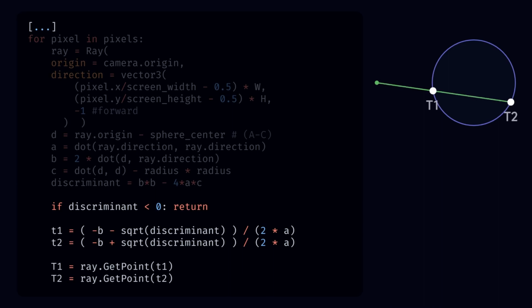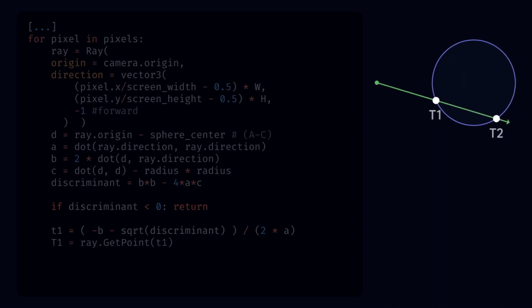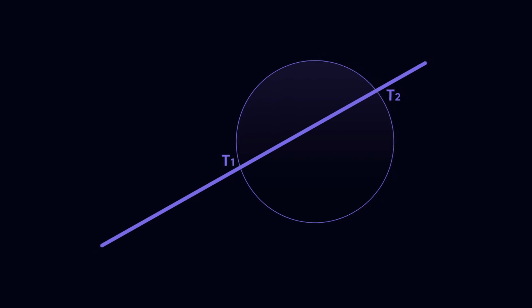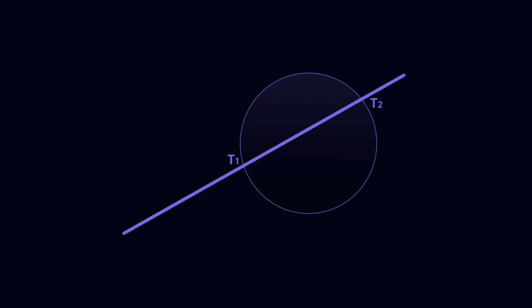That will work, I guess, but we only care about the first intersection. So we'll use only the lowest t, which is negative b minus the square root of the discriminant divided by 2a. This point we've calculated represents the pixel's point on the sphere, or the intersection with the sphere. That's a very useful coordinate, and we'll make use of it in the future.